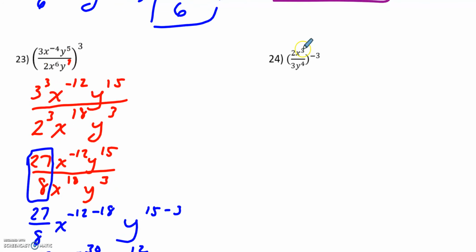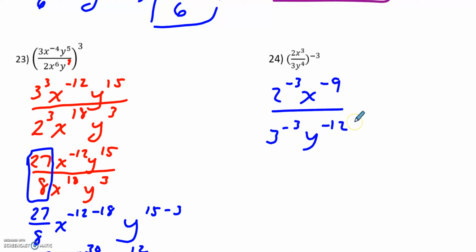Last example here, I'm going to raise everything in here to the negative 3rd. So that would be 2 to the negative 3rd, x to the negative 9th, over 3 to the negative 3rd, y to the negative 12th. And because everything is negative, we're going to have to flip everything. Now, because I'm running out of time on this video, I will finish this problem in the next video. Thanks, everyone.